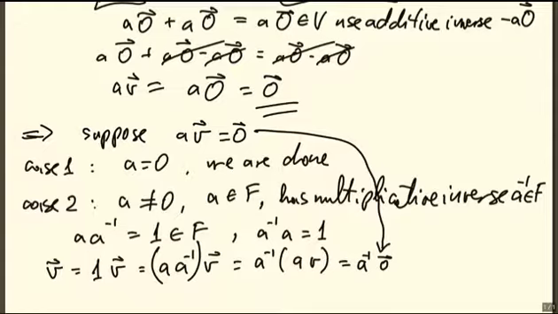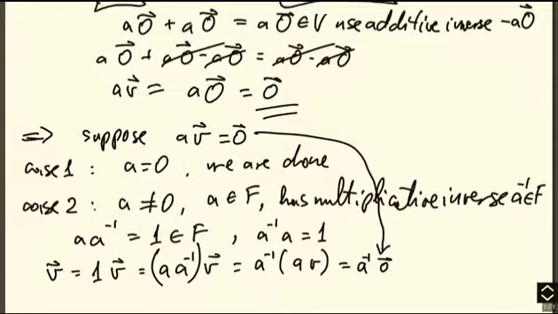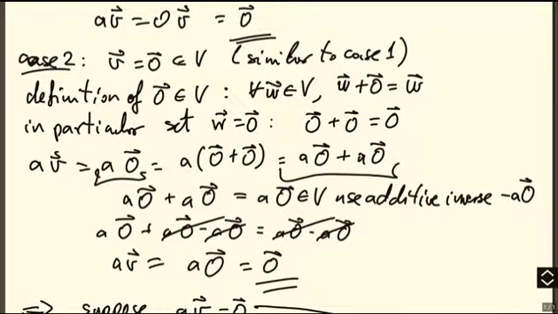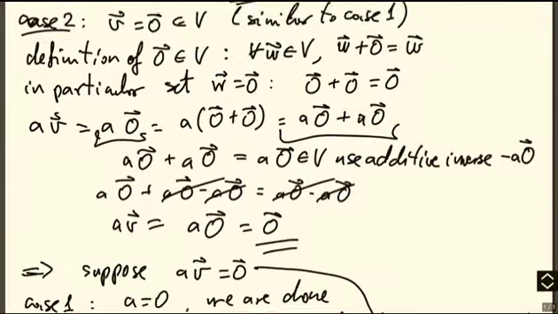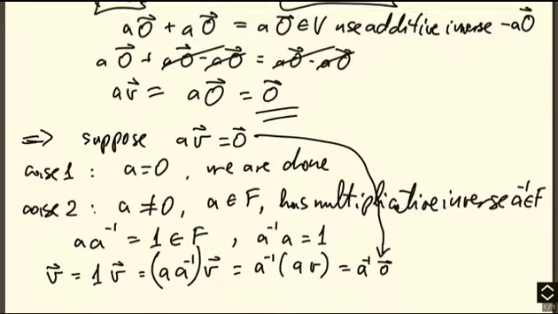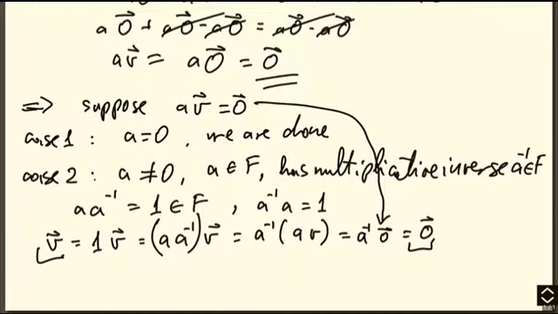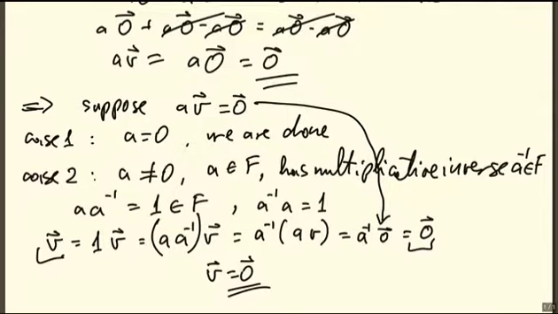and we already know from case 2 of the first part of the proof that if you multiply a scalar with a 0 vector, you get the 0 vector. So we get from here that if A is 0, we are done, and if it's not 0, then V must be 0. Which completes the proof.